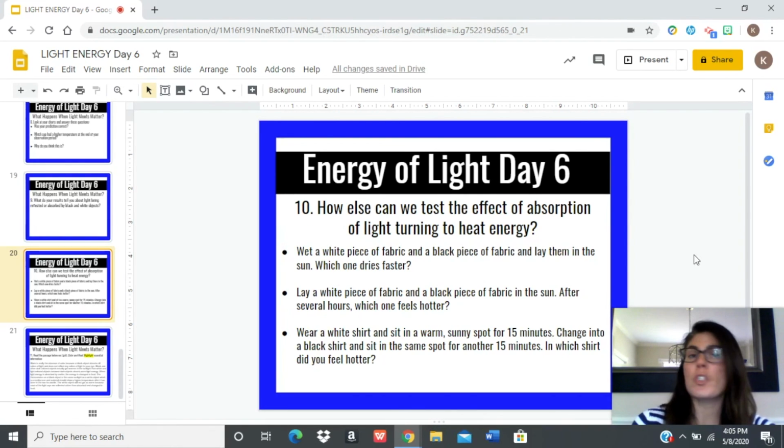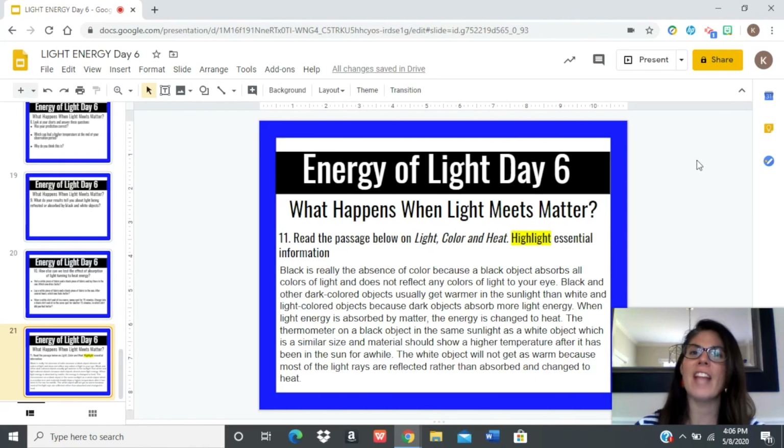Today's experiment was just one way to investigate the absorption of light turning into heat energy. Here are 3 more ideas for you to test on your own if you want to do some more experiments. And the last step for today's lesson is to read the passage on light, color, and heat and highlight essential information. I look forward to comparing my results with your results tomorrow.